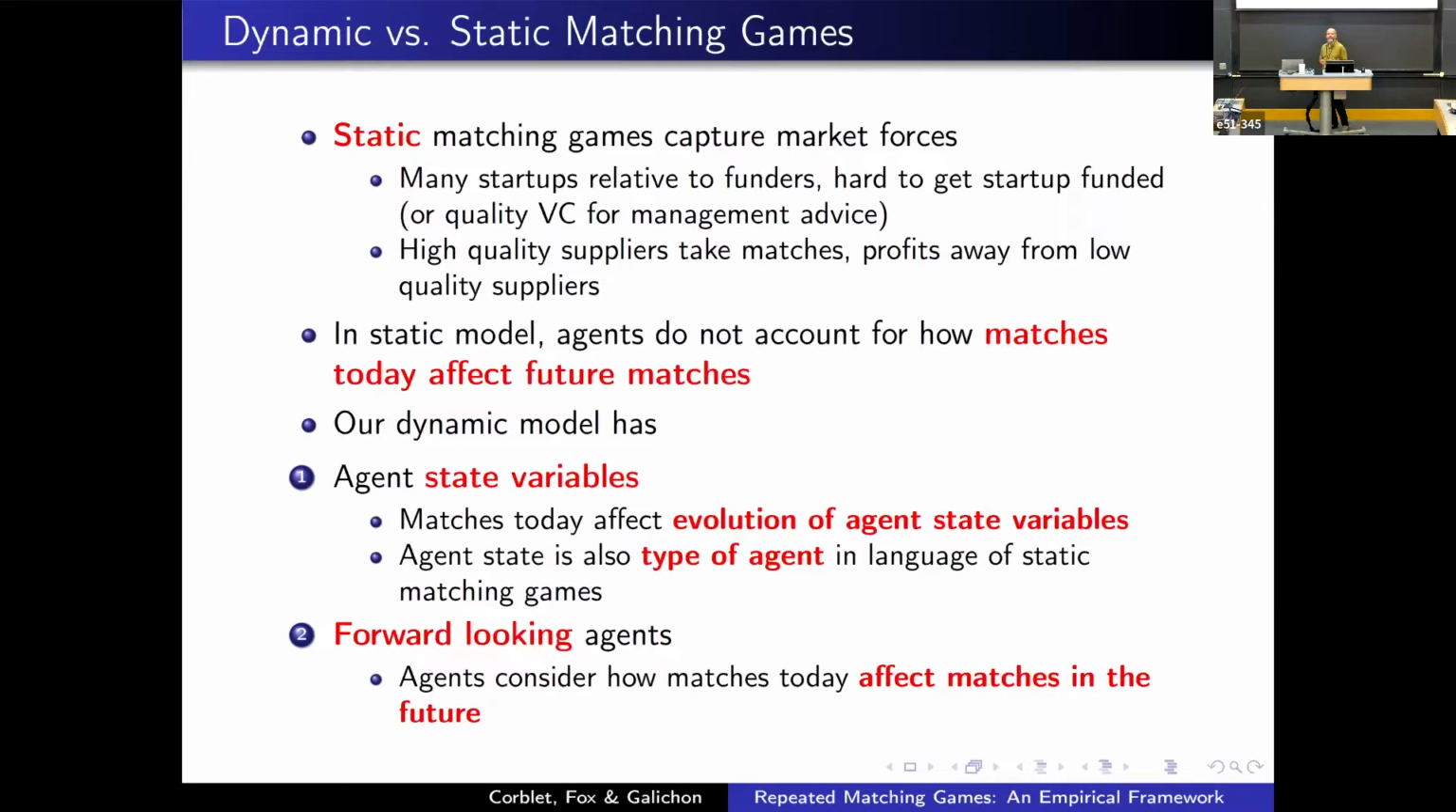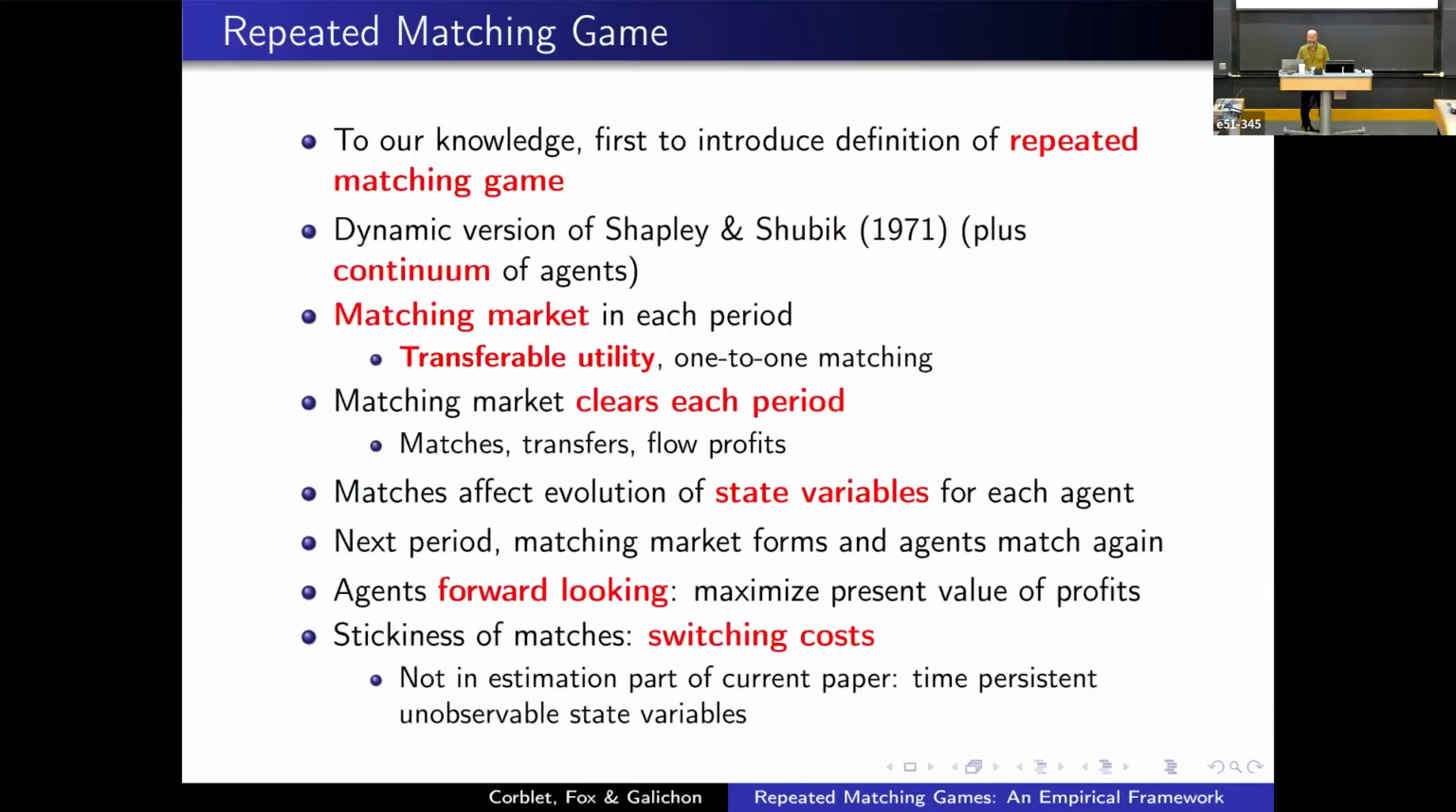If we were to translate that term state variable into the language of static matching models, we would call that the type of the agent. And then there's forward-looking agents. So these are agents who are going to consider future matches. So to our knowledge, we're not just providing an estimator for an existing theory model. We're going to outline a new theory model.